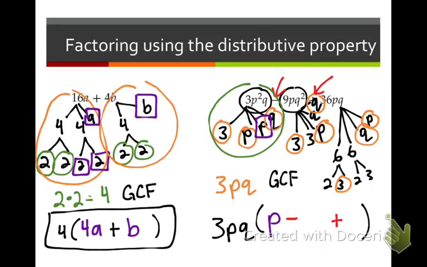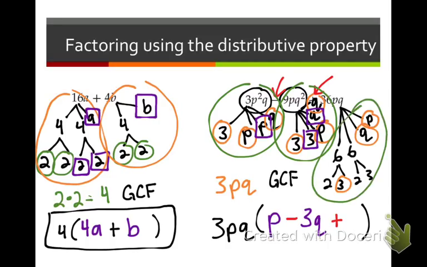Now I'm going to look at the second tree. And in that second tree, what didn't get used was that 3 and that Q. I put 3Q there, right? The 3 and the Q. And finally, on the last tree, what didn't get used was the 2, 2, and the 3. If I multiply 2 times 2 times 3, I believe that is 12, right? 12.